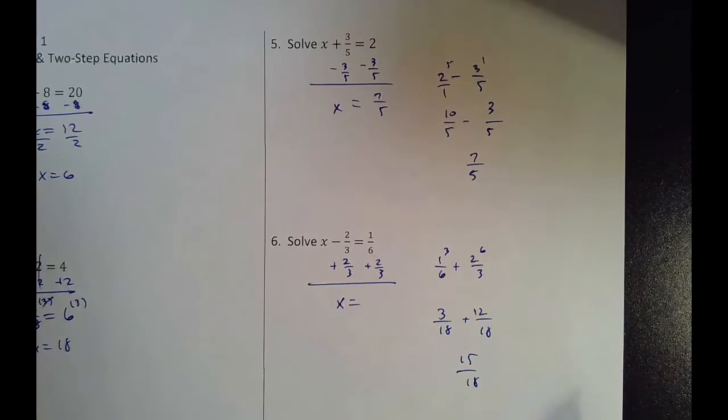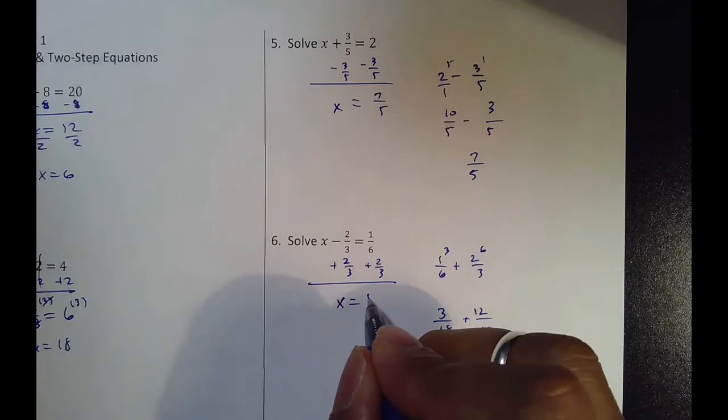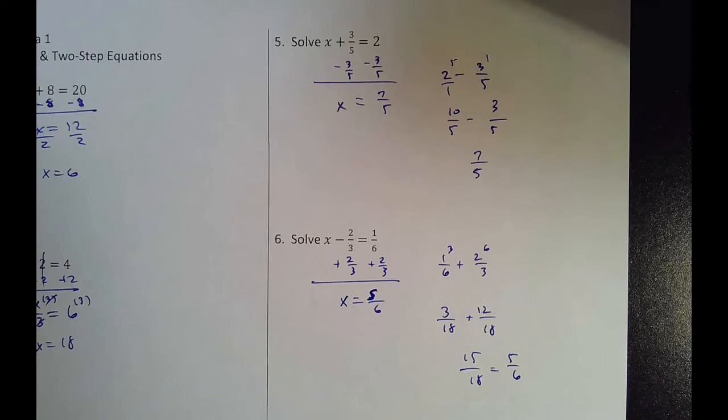Had to sneeze and didn't want to break the microphone again. Key thing is 15 over 18 can both be divided by 3, which is 5 over 6. And there we go. All right.